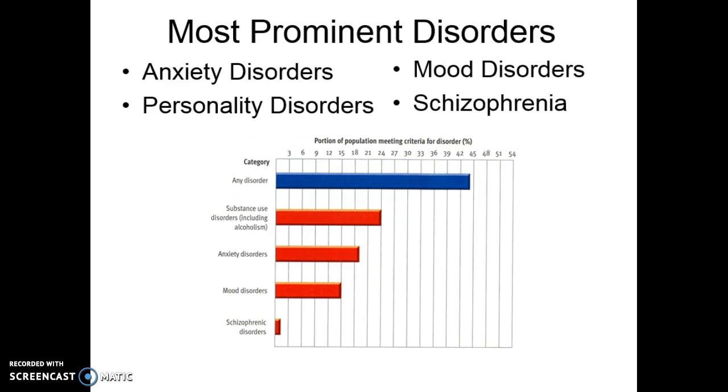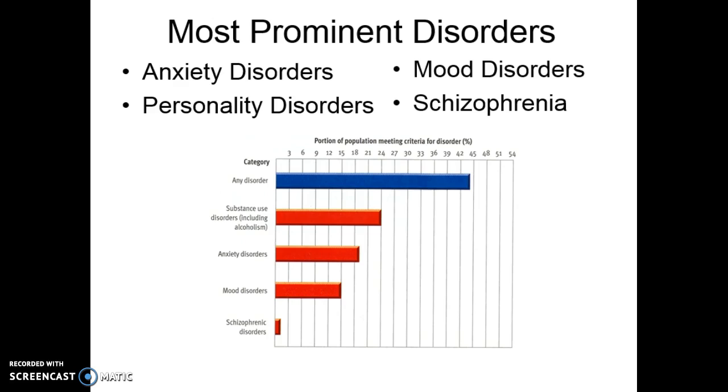All right, most prominent disorders. We have 4 of the biggest prominent disorders here, or categories rather. We have anxiety disorders, personality disorders, mood disorders, and schizophrenia. For this exam, we're going to take a look at anxiety disorders, and then for the next exam, we will move on to some of the others, but we just needed to break this up a little bit.